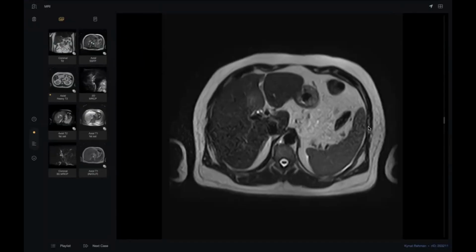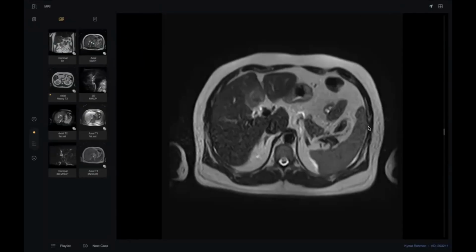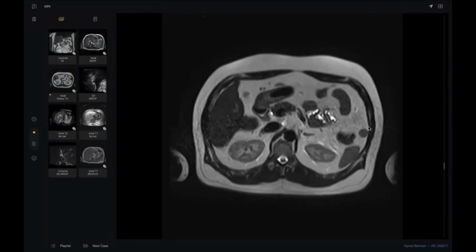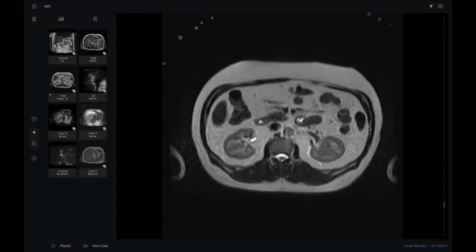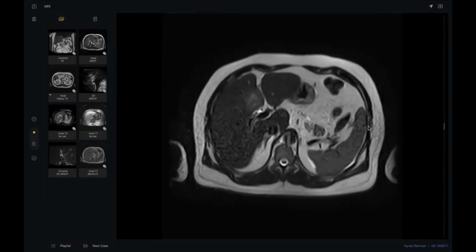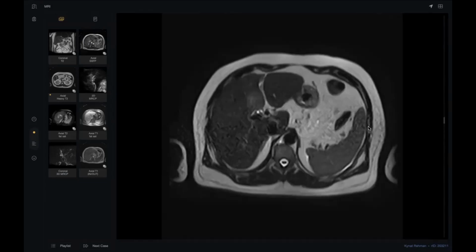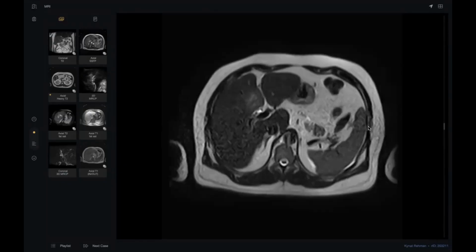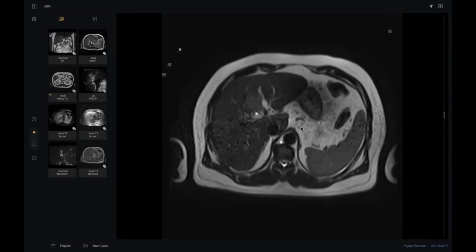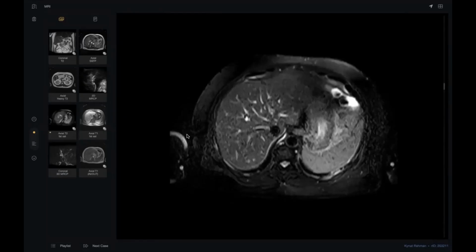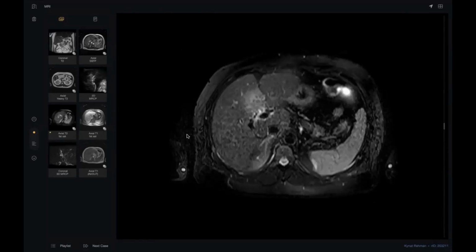Sir, please scroll it for me. First, I'll look at the entire stack, then I'll give my opinion. Patient presented with lumbar pain, and I could appreciate that the gallbladder is diffusely thick-walled, and adjacent to it in segment 4A, I could appreciate a hyperintense signal in the liver parenchyma. I want to see it on the post-contrast and diffusion restriction images.